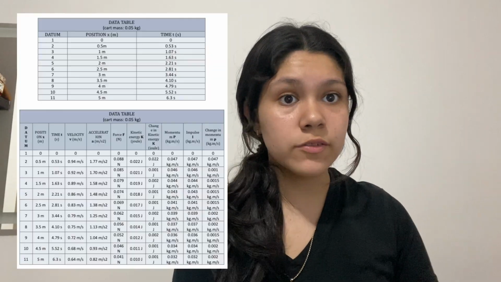Thank you. Okay, in the development we had 2 tables. In the first table we only put the position and the time. Then in the second table we copy-pasted the first information, and we had more physical magnitudes that are velocity, acceleration, force, kinetic energy, change in kinetic energy, momentum, impulse, and change in momentum.